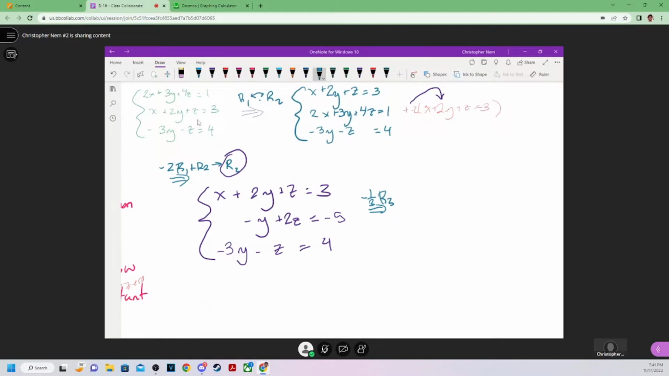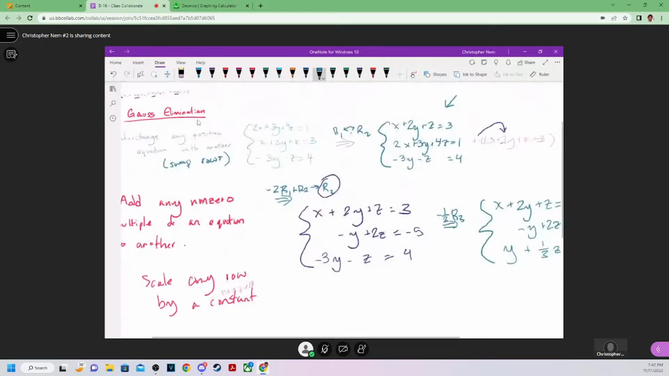If I do that, I have x plus 2y plus z equals 3. -y plus 2z equals -5. And then I have y plus 1/3 z equals -4/3. Boom. This is my new system over here. So you're able to do that. You're able to just scale it by any specific constant you want. It could be negative, it could be positive, it could be a fraction, which means division, it could be any of that.